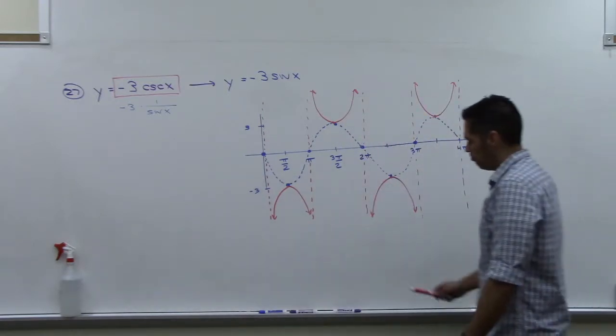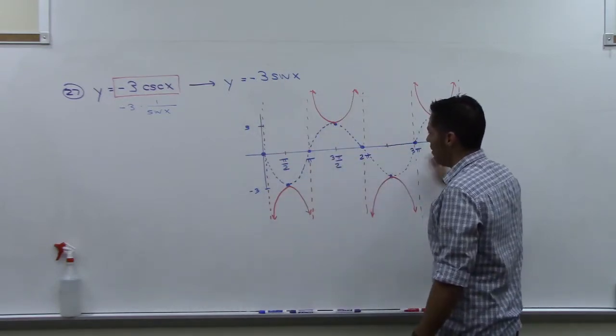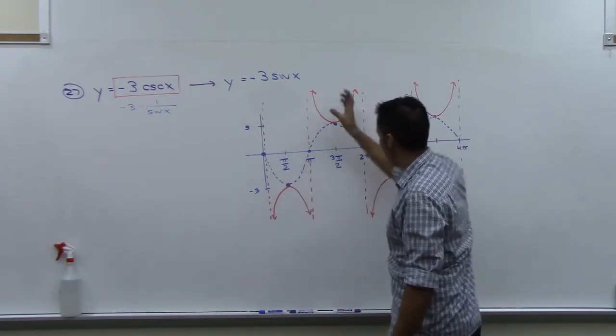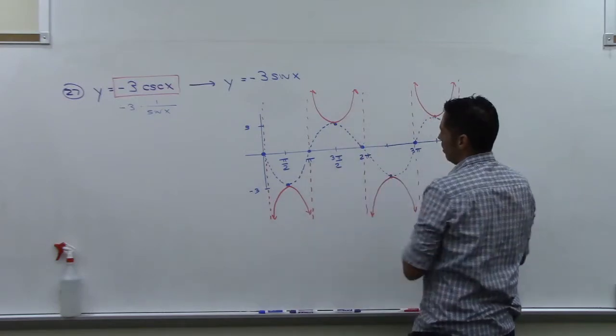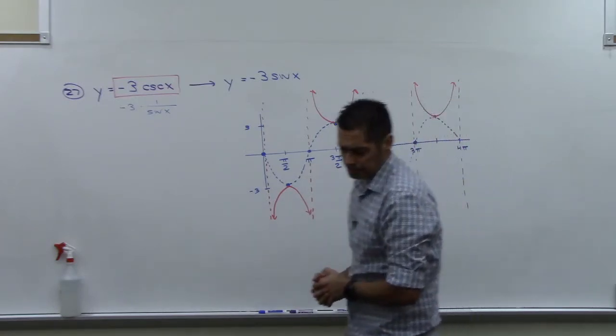So graph this one first, make sure you got a good graph, and then just go pick off the hills and valleys here and just draw your little parabola looking things. And make sure you got your vertical asymptotes in there.